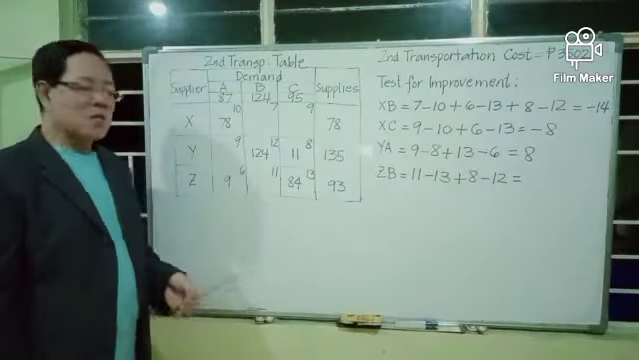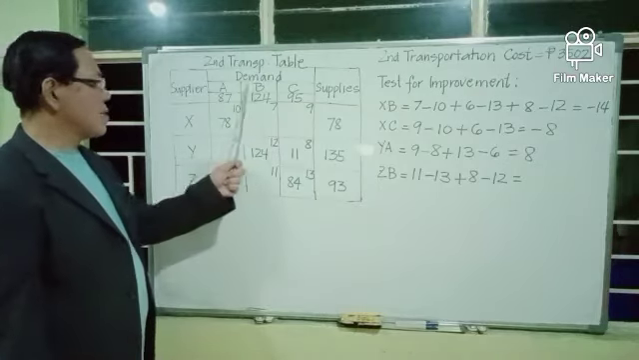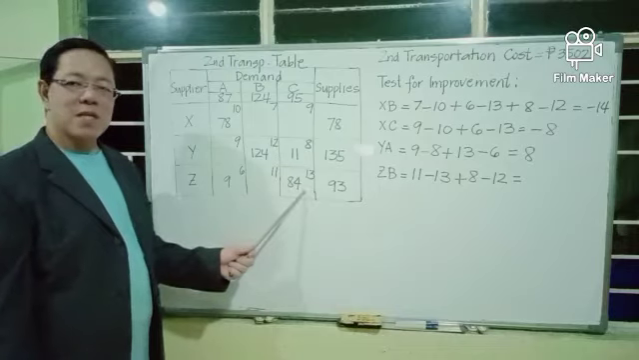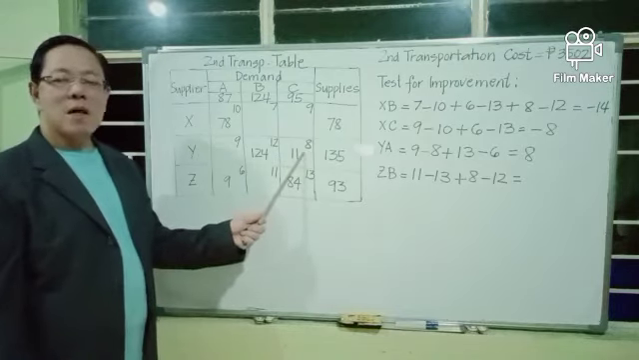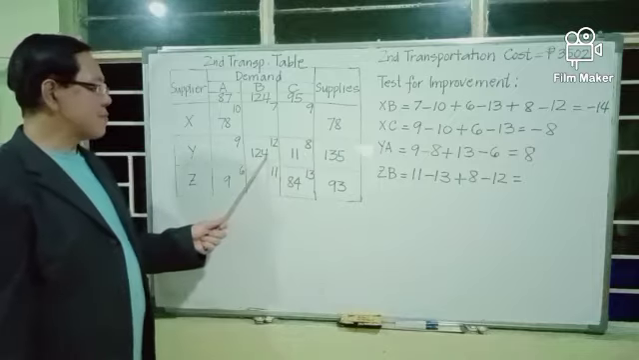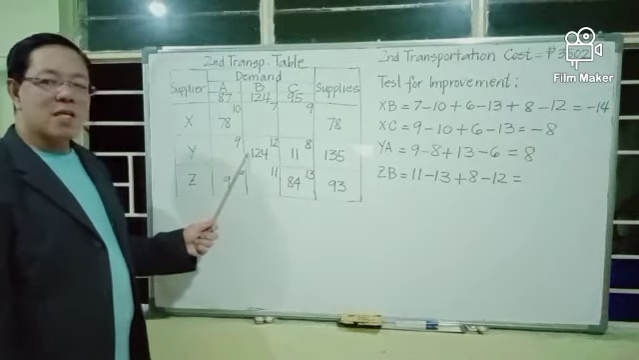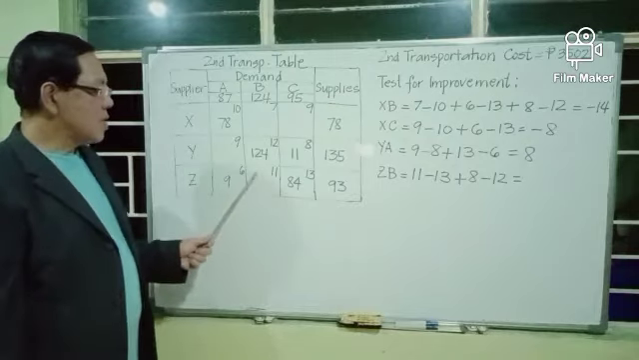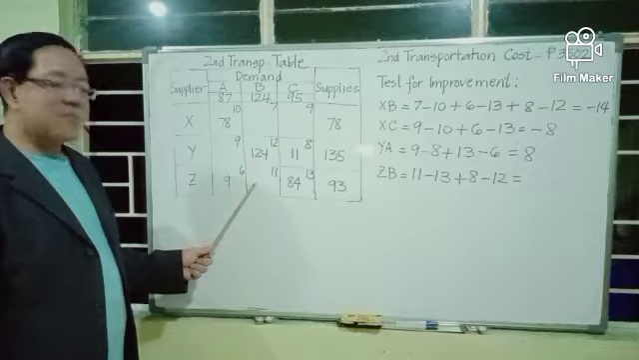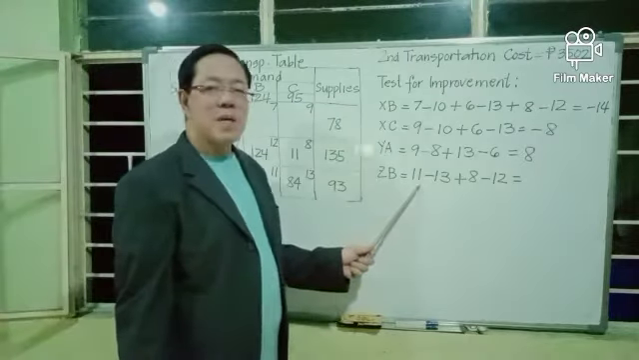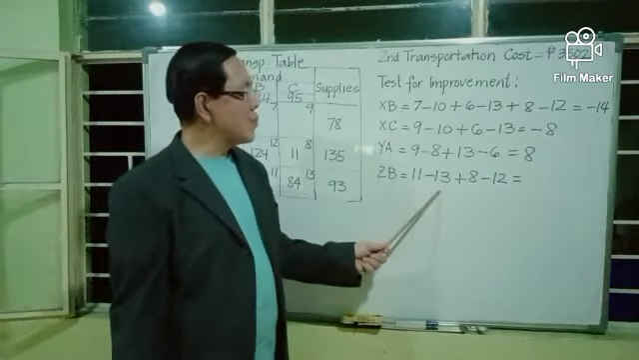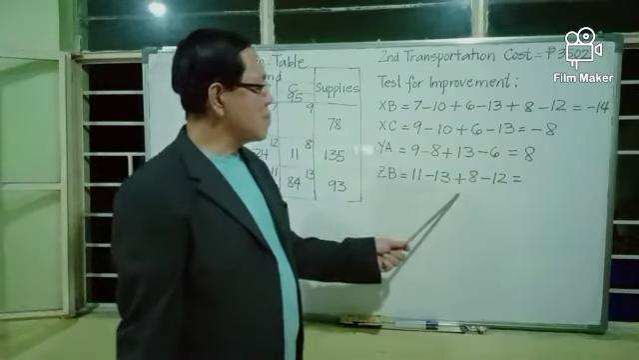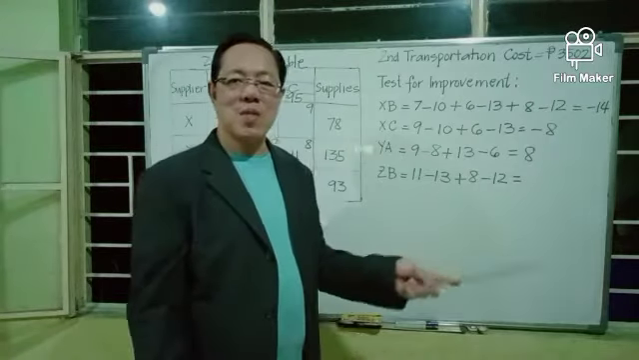Again, we trace the closed path for the vacant cell ZB. Horizontal to the right to 84, vertically upward to 11, horizontal to the left to 124, and vertically downward back to the vacant cell ZB. We calculate the net cell cost for this vacant cell. We have 11 minus 13 is negative 2. Negative 2 plus 8 is 6. 6 minus 12 is negative 6.